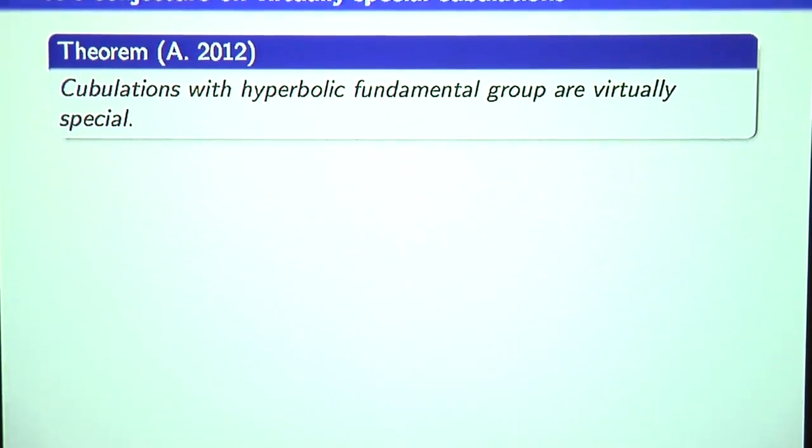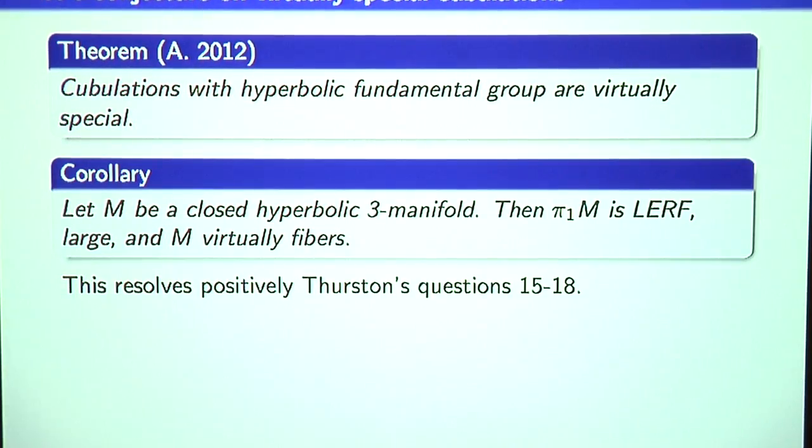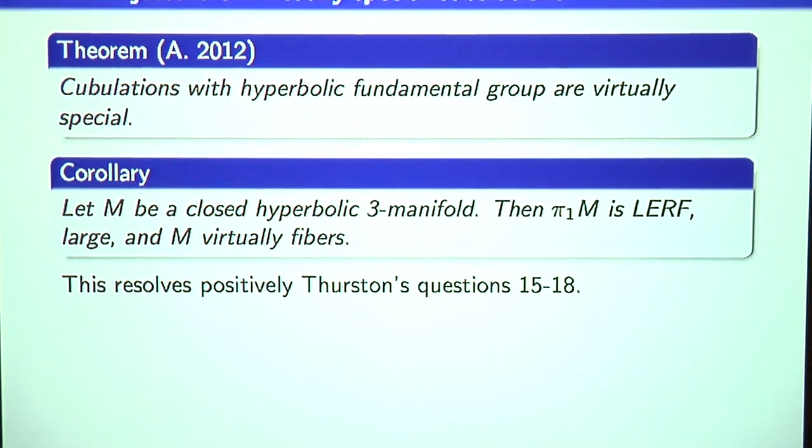So I proved Wise's conjecture earlier this year, and by all that I've explained so far in these talks, that implies that the fundamental group of a closed hyperbolic three manifold is LERF. It virtually fibers, and it's large, meaning there's a finite sheeted cover whose fundamental group surjects a free group with two generators. And so this resolves Thurston's questions.